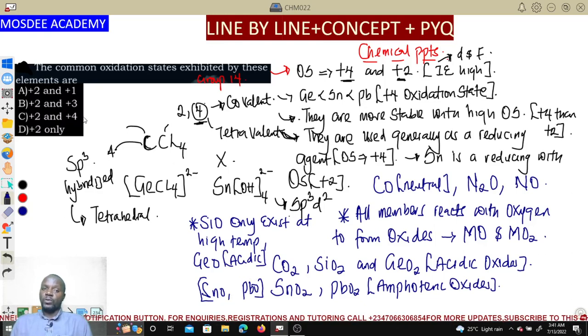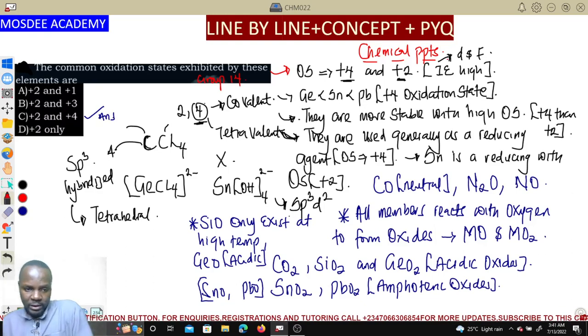So here, they exhibit two oxidation states of +2 and +4. That will be the answer to this question. So we can move to the next slide.